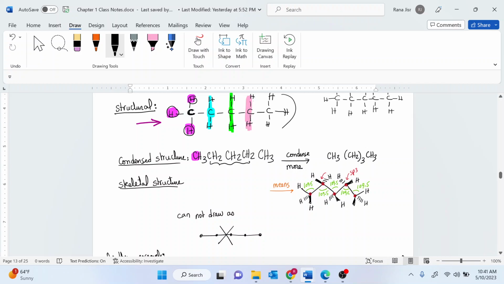Now for the skeletal structure. Skeletal, I do not show hydrogens, I do not show carbons. I only need to show bonds. And to show bonds, normally we show them in a form of a dot. So every carbon is going to be represented by a dot.